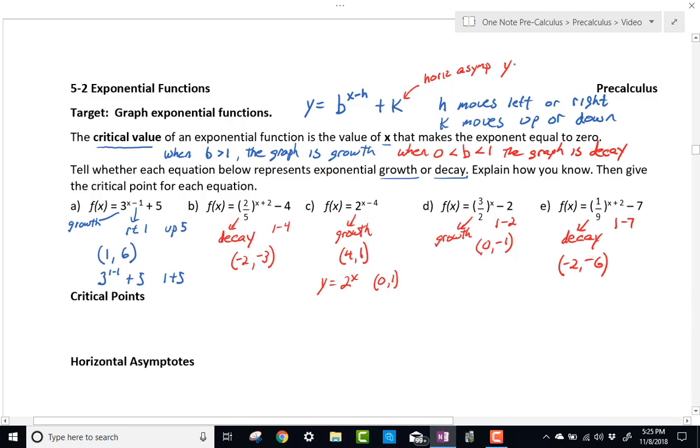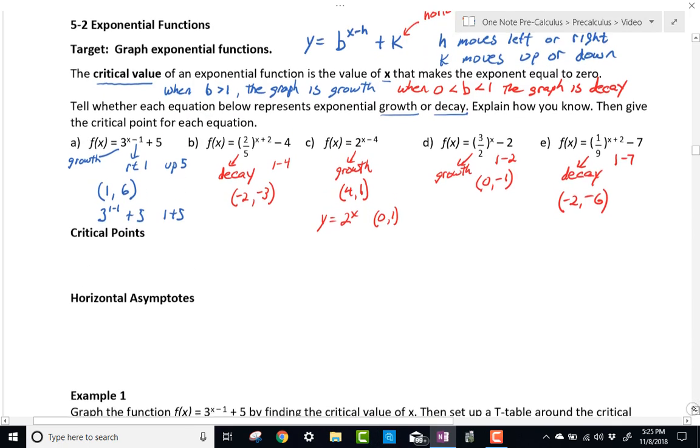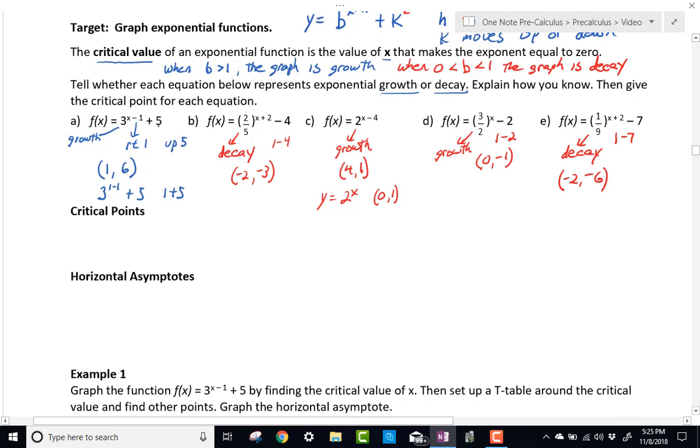At y equals k. So if k is positive, we have a horizontal asymptote at a positive value. If k is negative, we have a horizontal asymptote at a negative value. So my horizontal asymptote here is going to be y equals 5. My horizontal asymptote here is going to be y equals -4. The next one, there's no plus or minus on the end here. There's no k value out there, so it's going to be 0. The next one's y equals -2. And the last one's y equals -7. Okay?